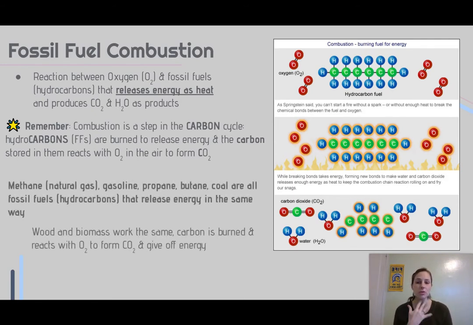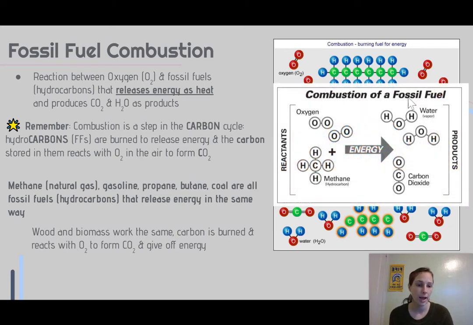Now, this fossil fuel combustion is going to be the same process, or the same release of energy, for all of our fossil fuels. So we've got methane, natural gas, gasoline, propane, butane, coal. All of them are hydrocarbons, so for all of them it's going to be the same general combustion reaction occurring. Additionally, wood and biomass also work the same way because carbon's going to be burned and it's going to react with oxygen to form carbon dioxide and give off energy. So this is the general reaction to be aware of for how this works.